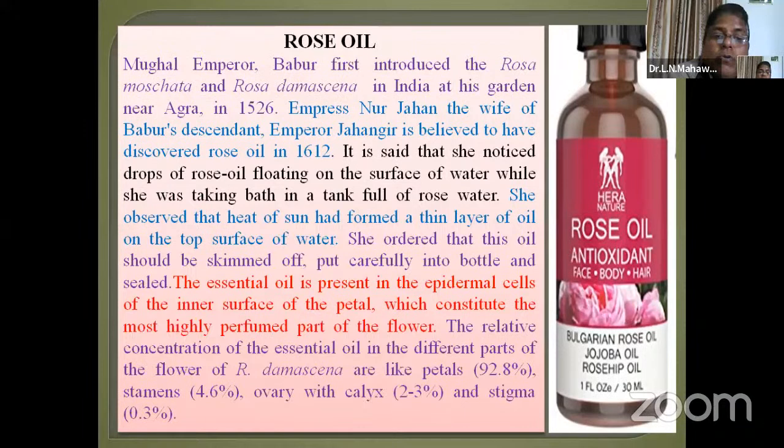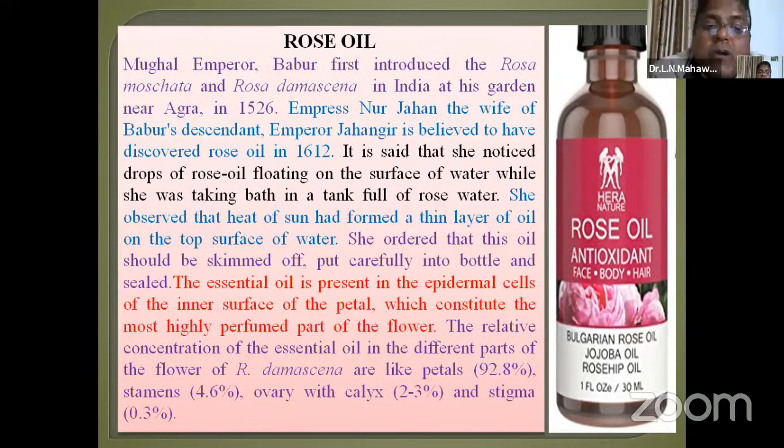She observed that due to the heat of the sun, a thin layer of oil formed on the top surface of the water. Then she ordered that this oil should be skimmed off, put carefully into a bottle and sealed. The essential oil is present in the epidermal cells of the inner surface of the petal, which constitutes the most highly perfumed part of the flower.